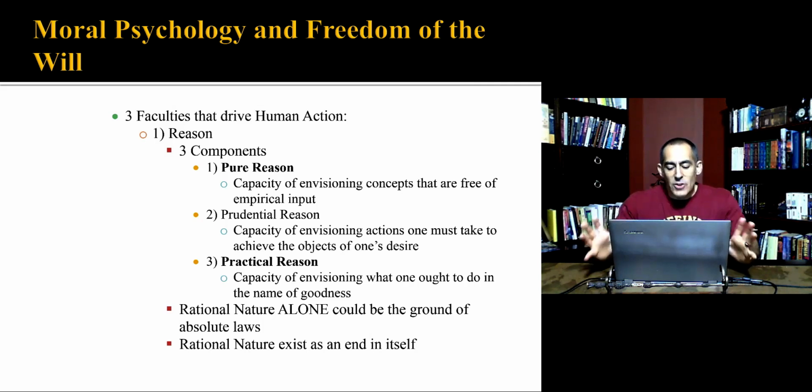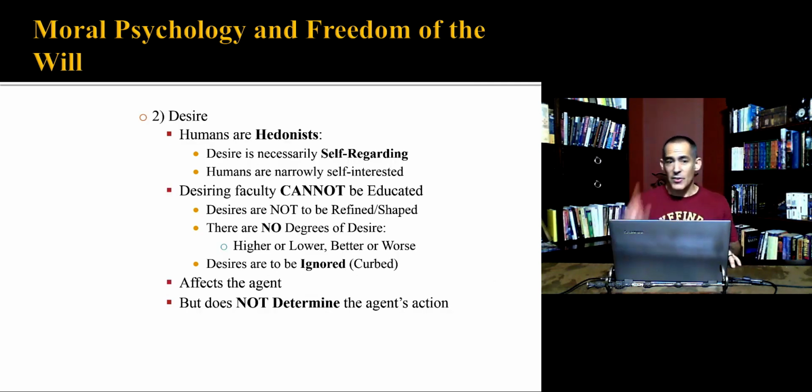The rational nature alone could be the ground of absolute moral laws and absolute laws in general. Okay, so when we get to the ontology question, we're going to see we don't need something beyond this pure practical reason, which I mentioned a second ago. The rational nature is for him an end in itself. Okay, so that's the first thing, is the human reason.